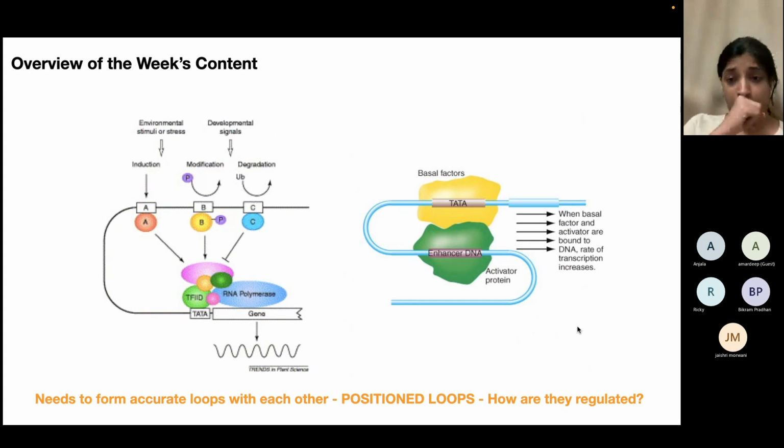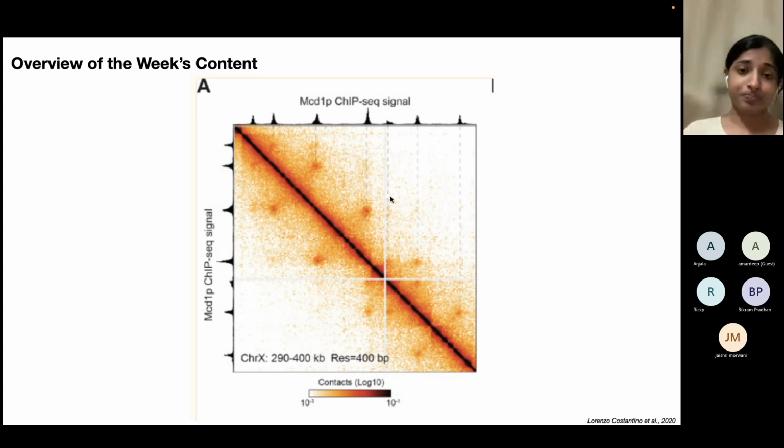So based on this, they established this graph wherein, again, this is the cohesin binding, but they overlapped it, as you can see in the top and the left corner of the graph, with the presence of a position loop. So they saw that wherever these position loops are present, their cohesins are also present. So they concluded that these position loops are present only because of cohesin interaction with each other.